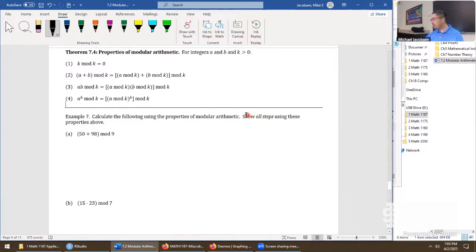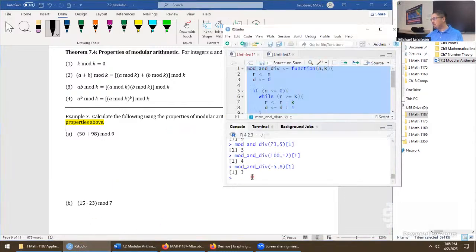So when you do these on the homework exercises, it's graded with this as the essential step. You really have to show the use of actually using the properties, but no harm if you actually did this as well. Let's check what our answer should be to make sure it comes out correct. 50 plus 98 mod 9. This is not our answer to the question, but this is the check. We should be getting a 4.